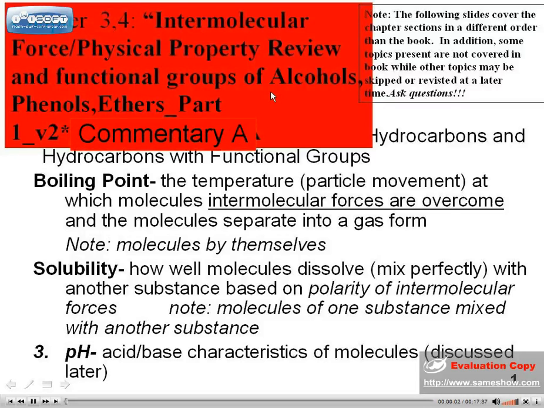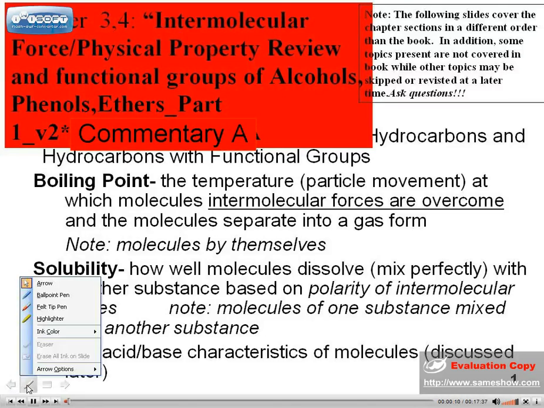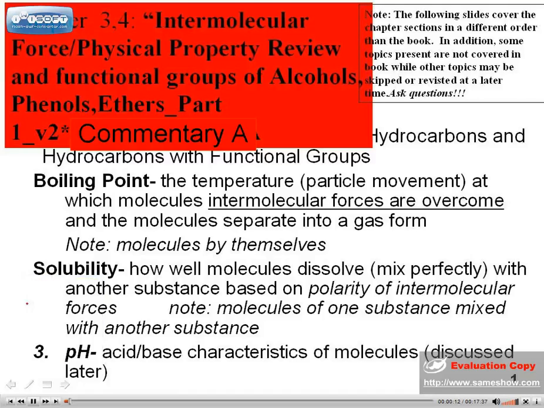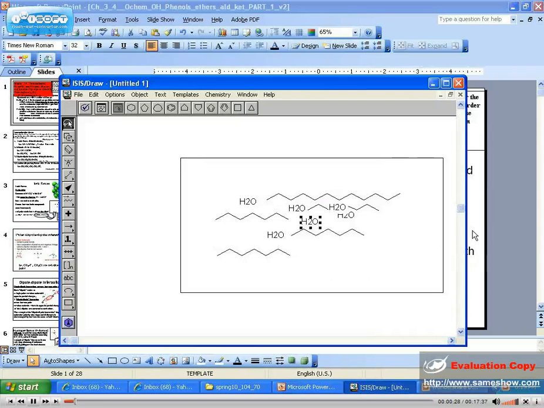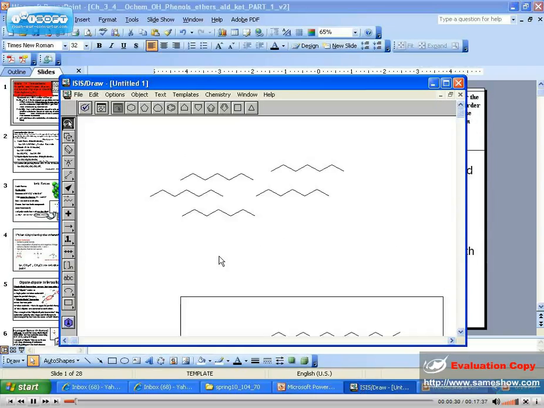Whenever I talk about a new functional group, I'll always make reference specifically to boiling point, solubility, and, if it applies, pH characteristics. Boiling point is the temperature at which molecules' intermolecular forces are overcome and the molecules separate into a gas form. As an example, let's go ahead and go up here.